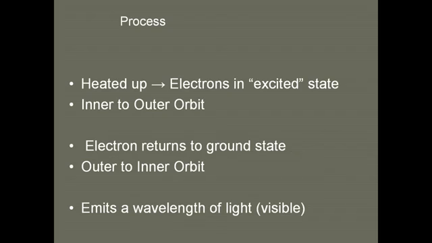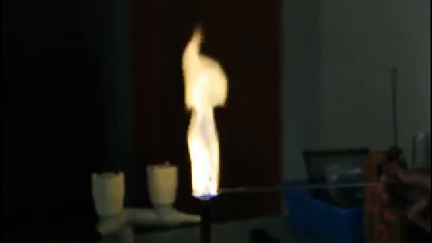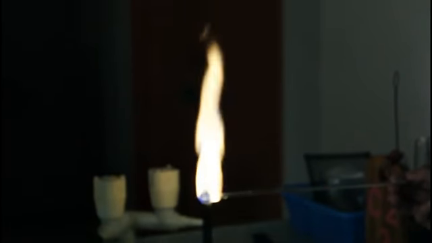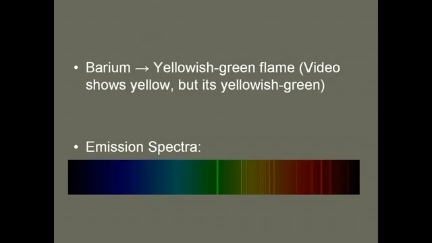Now, let's do a simple experiment we can do in the lab. The barium ion produces a yellowish green flame. However, in the video it seemed like it's a bright yellow color. However, that's not true. Now it's emission spectra. Let's move on to the next clip.